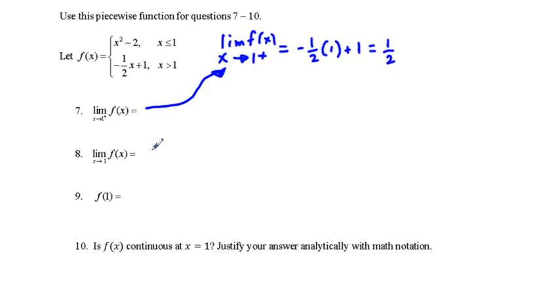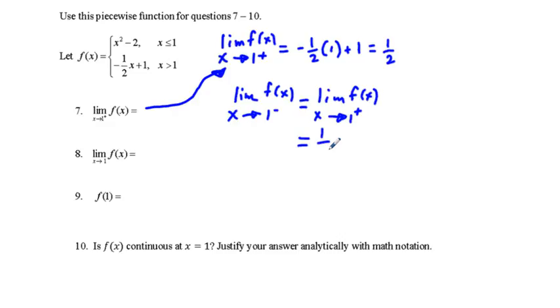Okay. Now the limit as x approaches 1 of f of x, for this to occur, the limit as x approaches 1 from the left side of f of x has to equal the limit as x approaches 1 from the right side of f of x. Well, we've already figured out the limit from the right side, and that's 1/2. So I'll just bring 1/2 over to the right side limit.